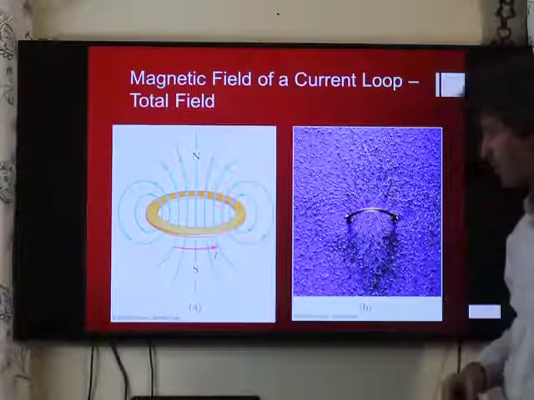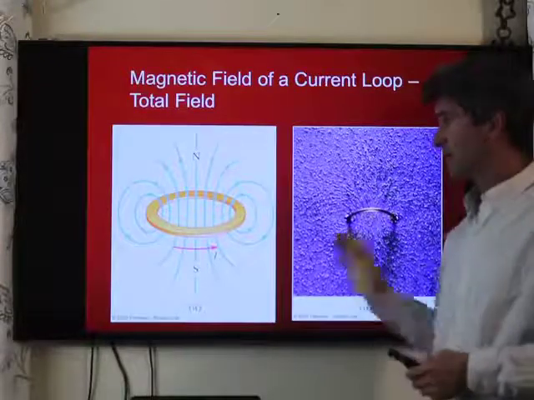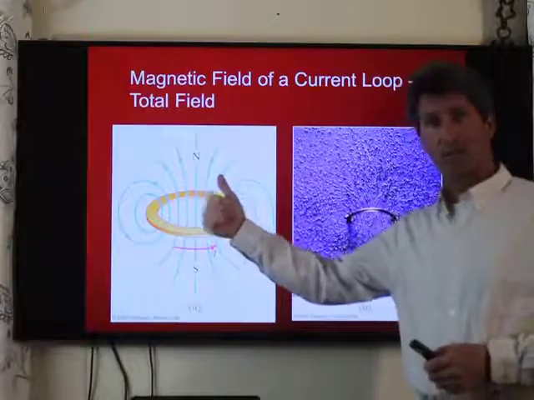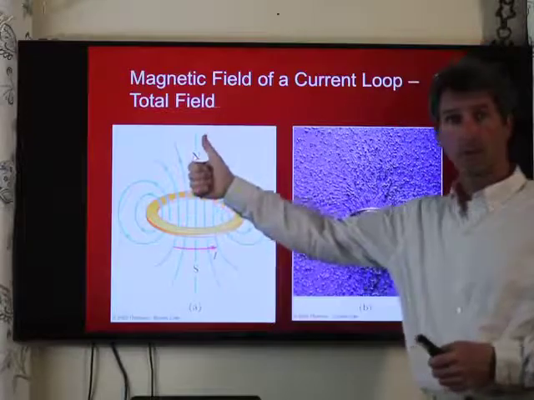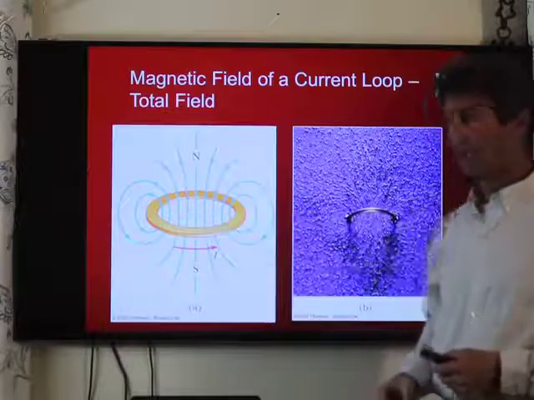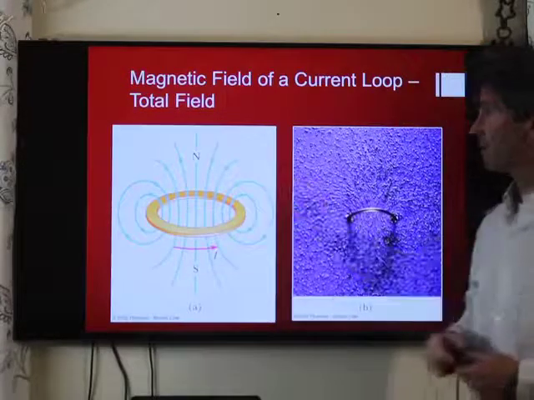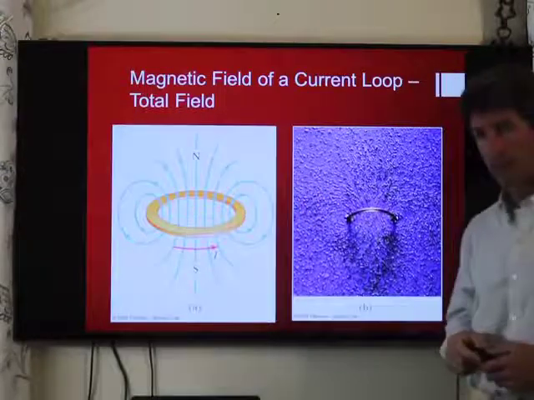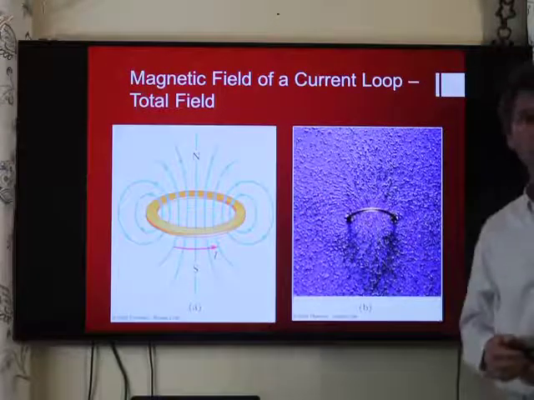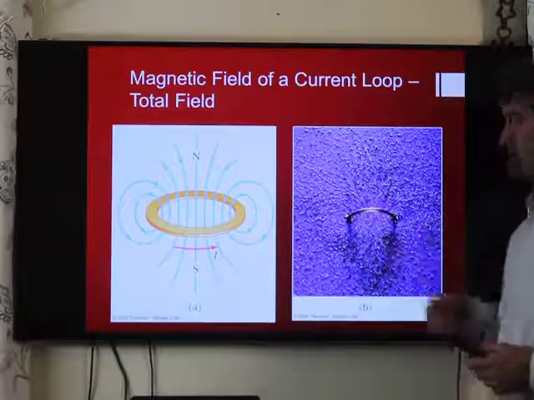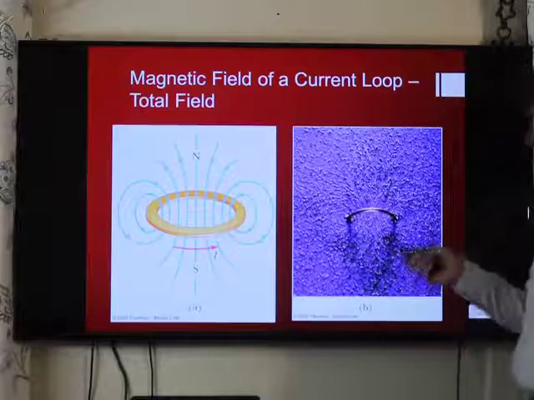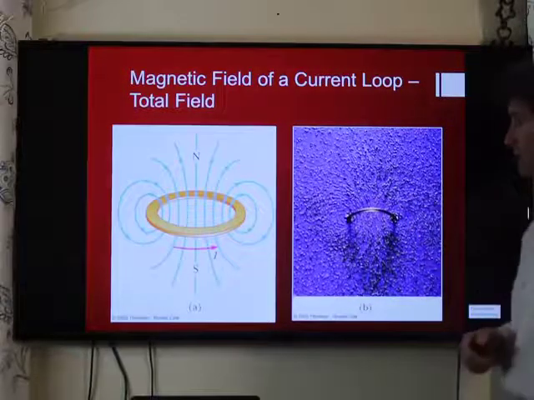But again, we can see the current wraps around the magnetic field. The magnetic field goes in the direction of my thumb using the right-hand rule. So there is a diagram of that magnetic field. Here's an actual visualization of the magnetic field using iron filings and a loop of current.